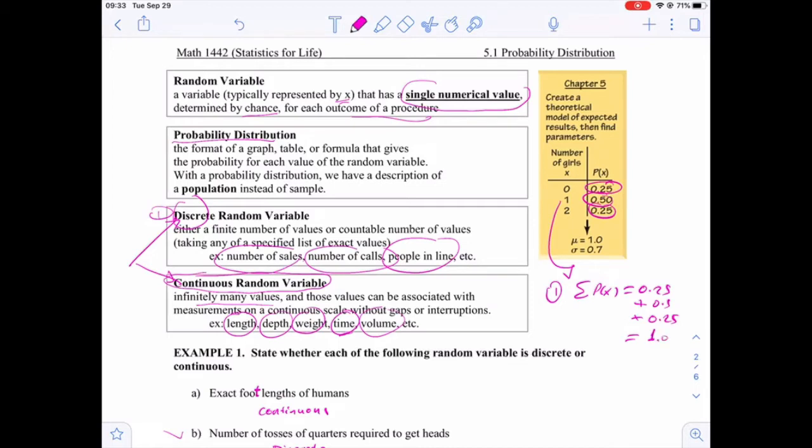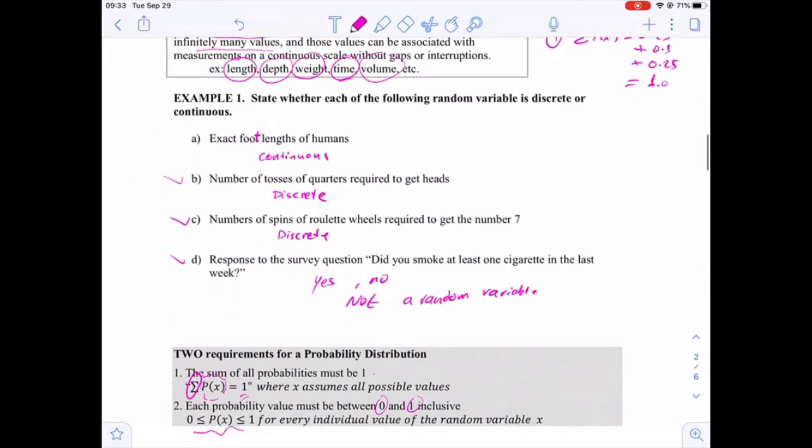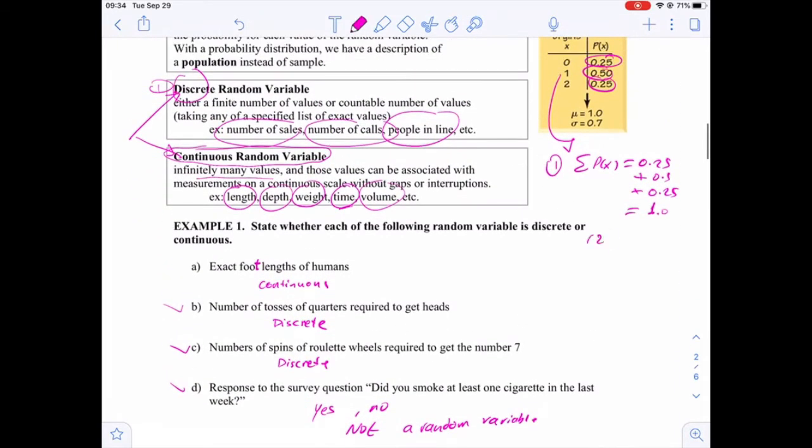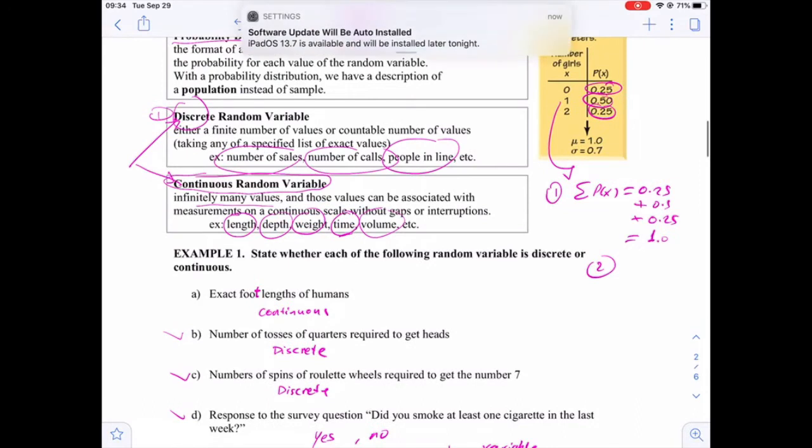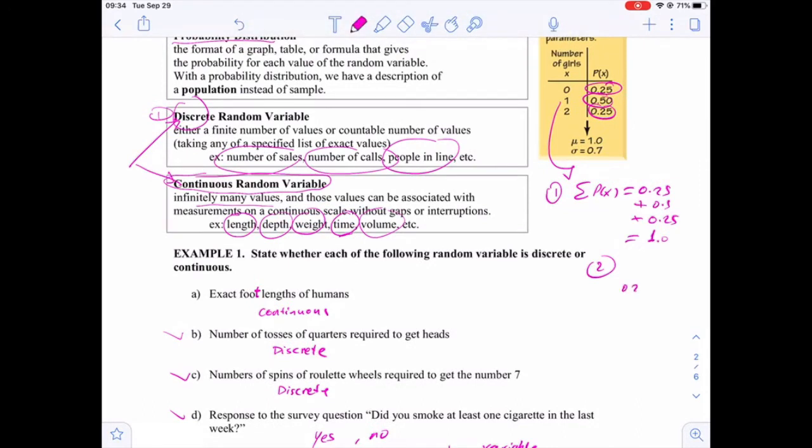The sum is 1.0 or just 1. That means the first condition is satisfied. The second condition says that each probability must be from 0 to 1 inclusive. Here the first probability is 0.25, between 0 and 1, the second is 0.5, between 0 and 1, and the third is 0.25, between 0 and 1, so we are okay. That means this is a probability distribution.